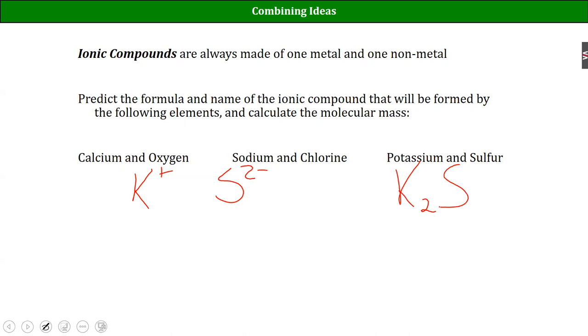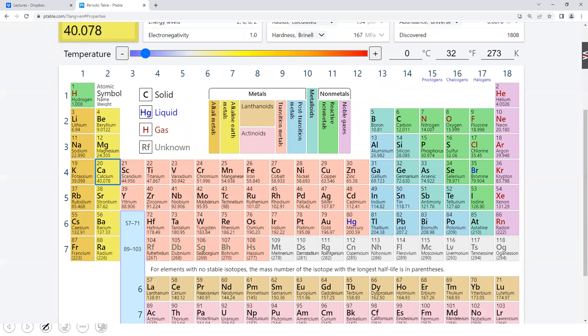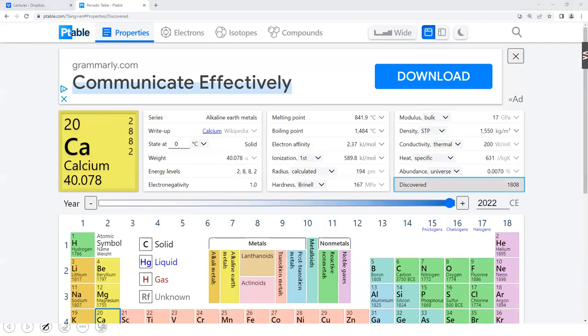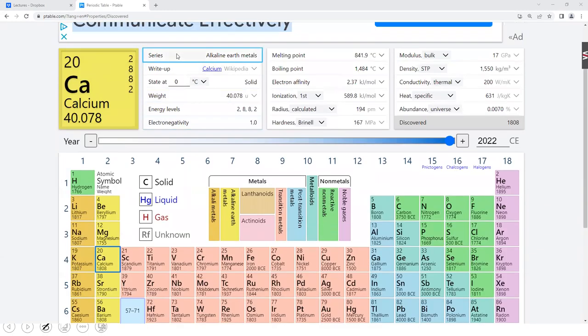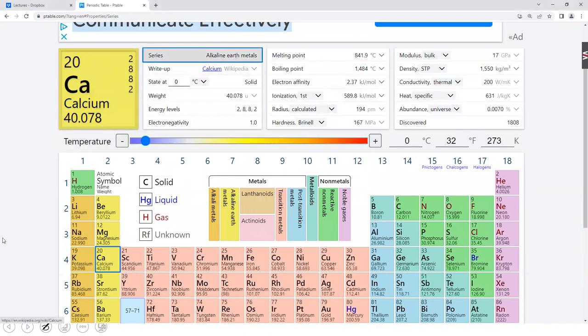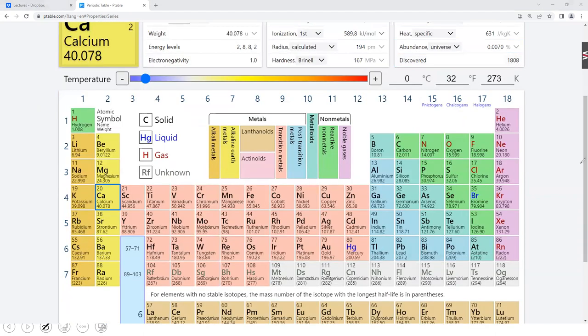And the molecular weight for that is going to be what? So potassium, 39.098. And there's two of them for every mole of this compound, right? Sulfur is 32.06, and there's one of them for every mole of this compound, one mole of sulfur for every mole of this compound.